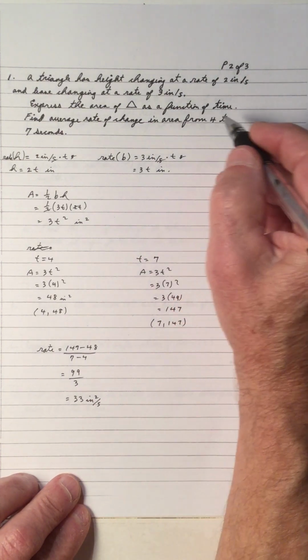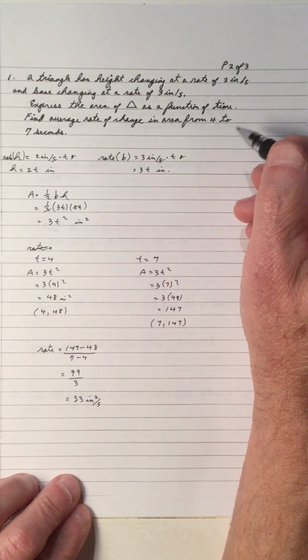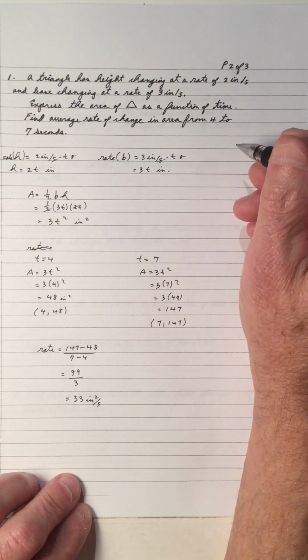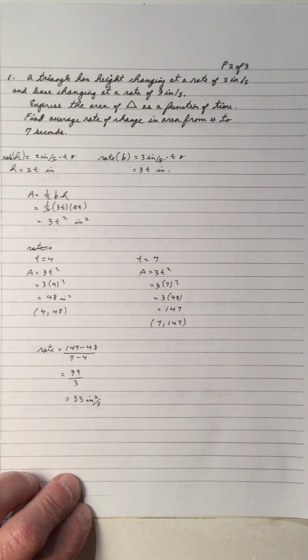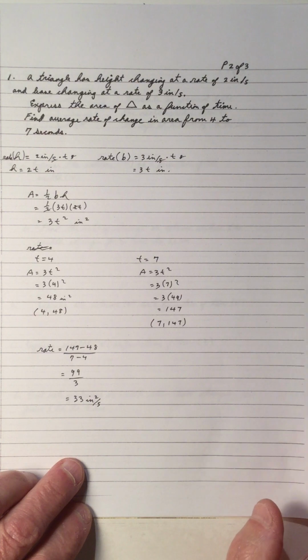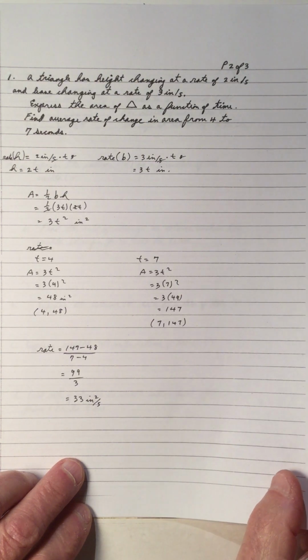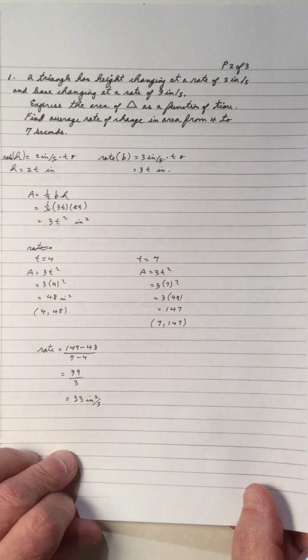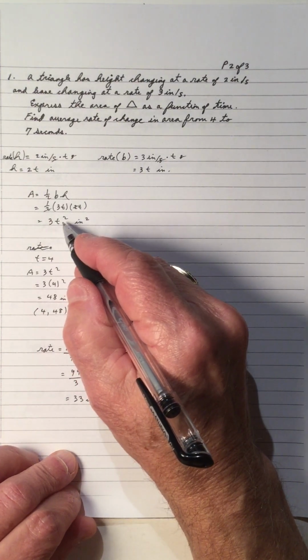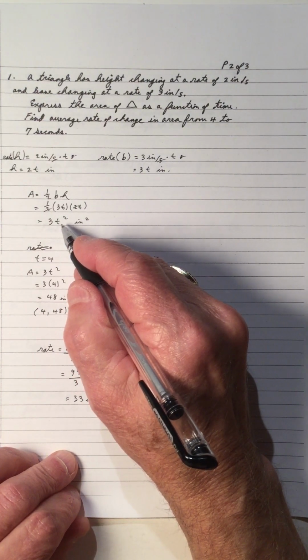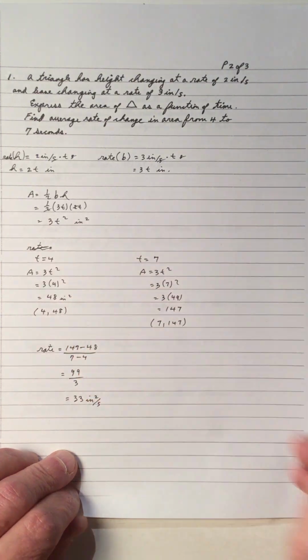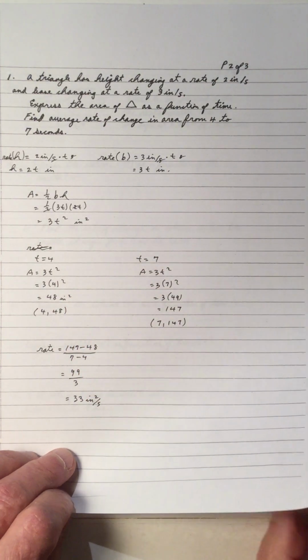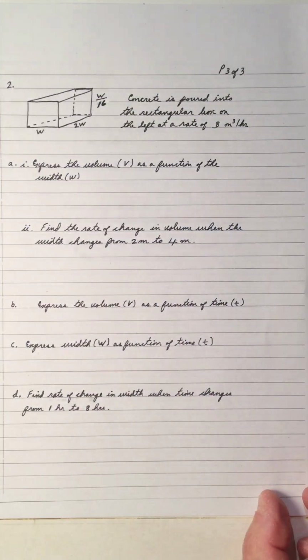And again, if you did the rate of change from, say, 1 to 6, you'll get a different rate of change, because this is a quadratic and the slope of the secant keeps changing as the time goes on.